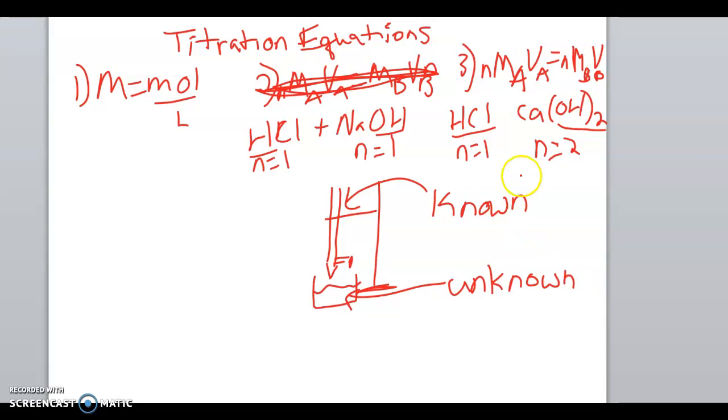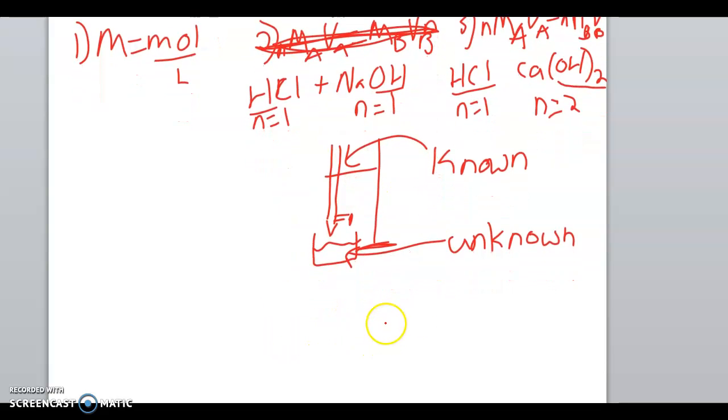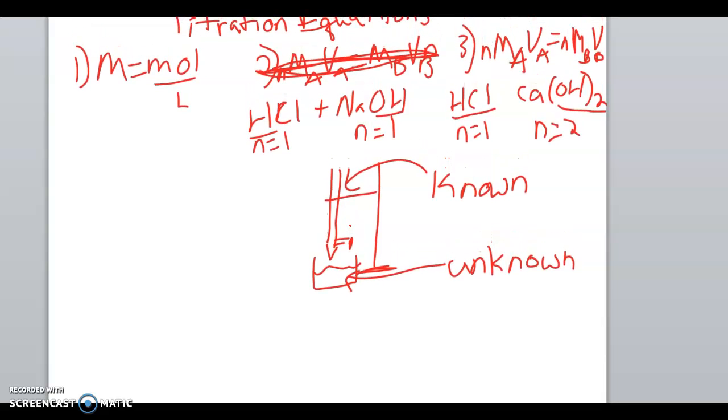So equation number 3 is going to help you whenever you're trying to figure out the concentration or the volume of an unknown acid or base by mixing it with another acid or base. That is pretty much all of this unit: we're using equation number 3.